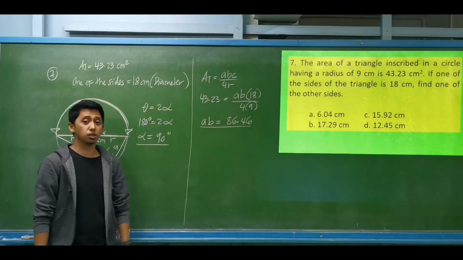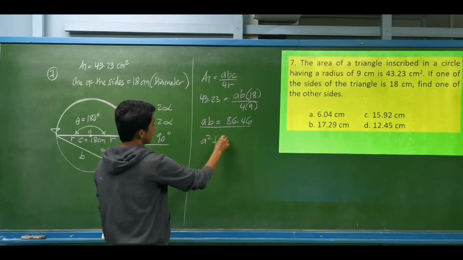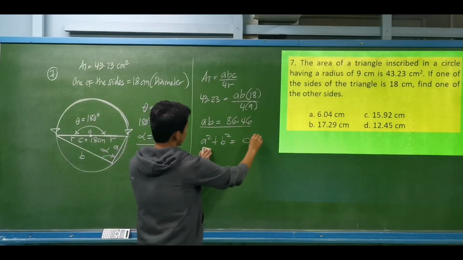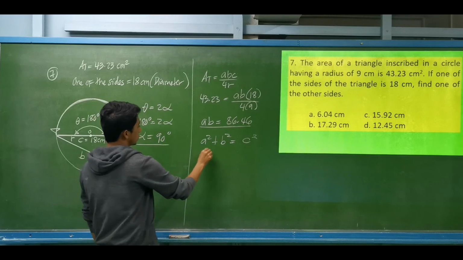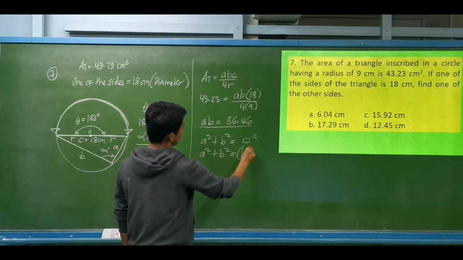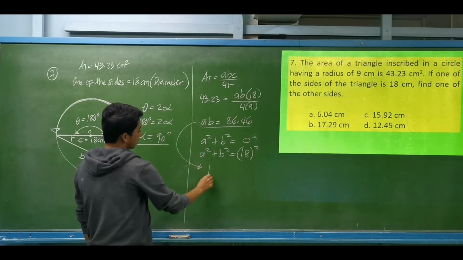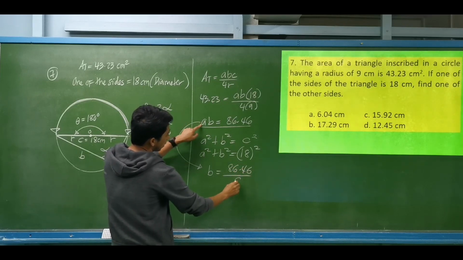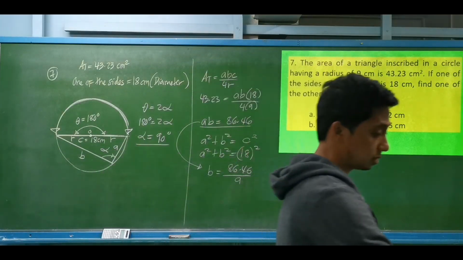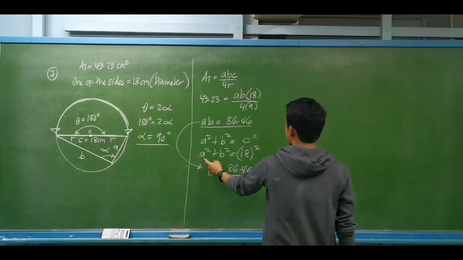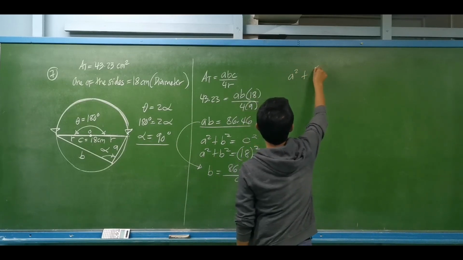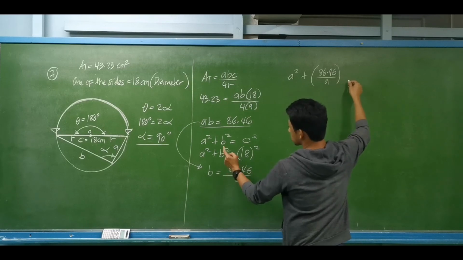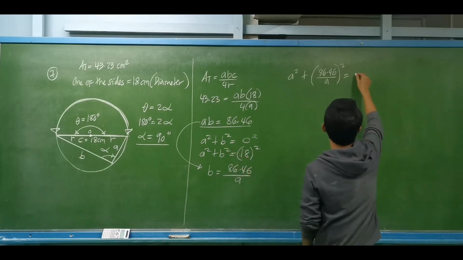So kung right triangle siya, yung equation na pwede natin magamit, that is yung Pythagorean theorem, A squared plus B squared is equal to C squared. So we have A squared plus B squared is equal to 18 squared. Okay, pwede natin gawin dito, we can have the value of B equal to 86.46 divided by A. Para in terms of A yung kukunin natin. Then, substitute natin dito sa Pythagorean theorem. That is A squared plus, ano yung equivalent ni B? That is equal to 86.46 divided by A. Naka-squared nga lang ito. Squared is equal to 18 squared.